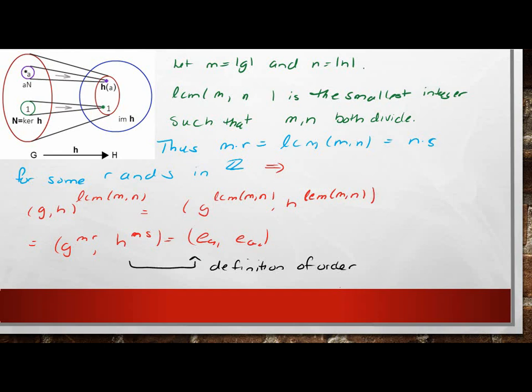Or it's actually a corollary: once you have the definition of order, it falls out that any multiple of the order is also going to bring you back to the identity. And we've seen that too when we've computed in class. So what we can conclude is that the order of (G, H) is less than or equal to, and divides, the LCM of M and N. Now I have to show the other way, that the LCM divides the order of (G, H).